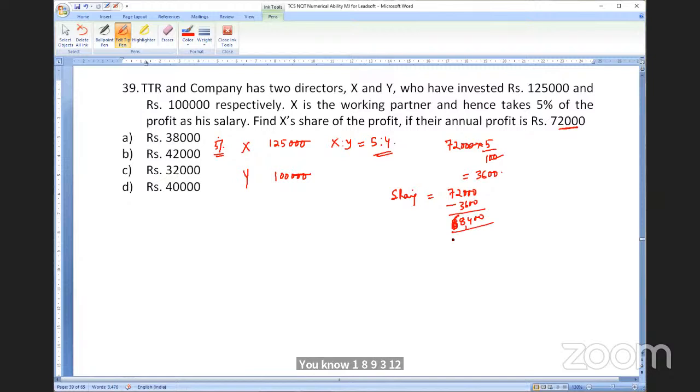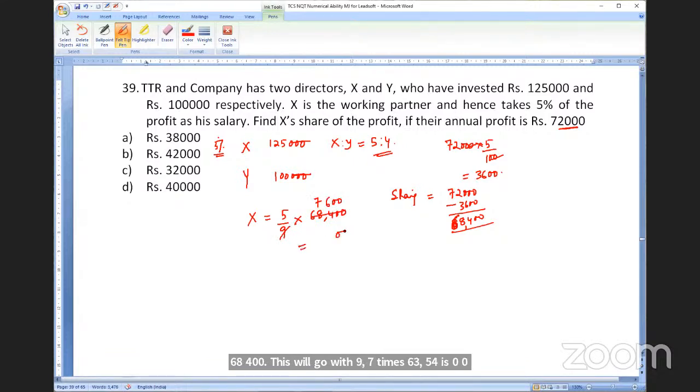68,400 needs to be divided in the ratio of 5:4. Clear? So X's part would be 5/9 of the remaining profit, 68,400. This will go with 9, 7 times 9 is 63, 54 is 0. So 5 into this, 38,000 is X's share of the profit.